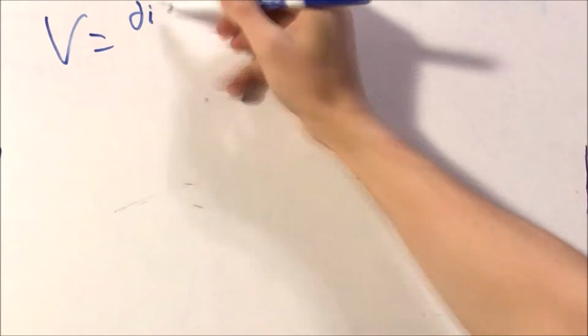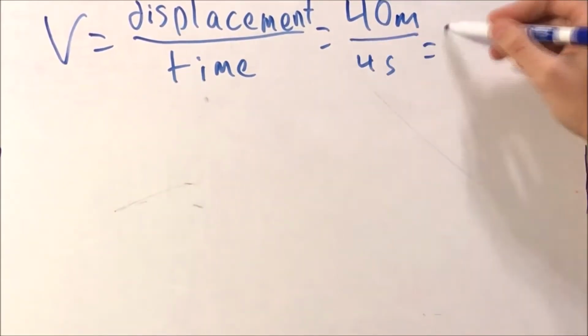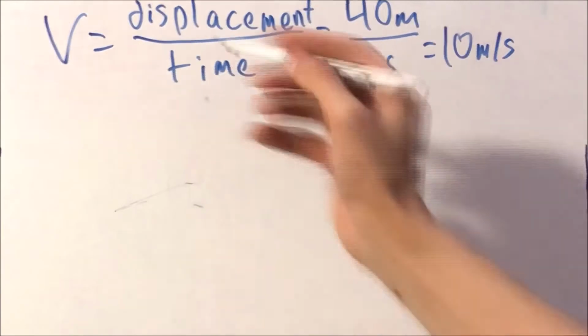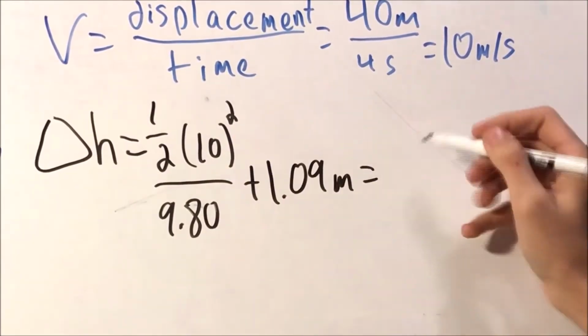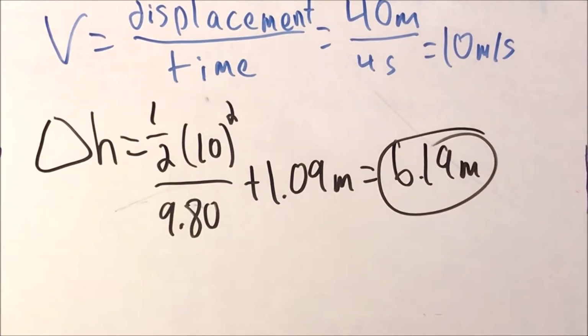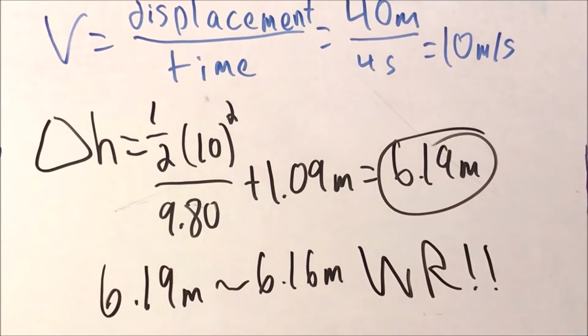To find the maximum height of Renaud, we used the same equations as for Colin. For Renaud, this was a distance of 40 meters over 4 seconds, to get a velocity of 10 meters per second. Plugging into the equation, 1/2 times 10 squared over 9.80 plus 1.09 meters equals 6.19 meters as his maximum height, which is very similar to his world record of 6.16 meters.